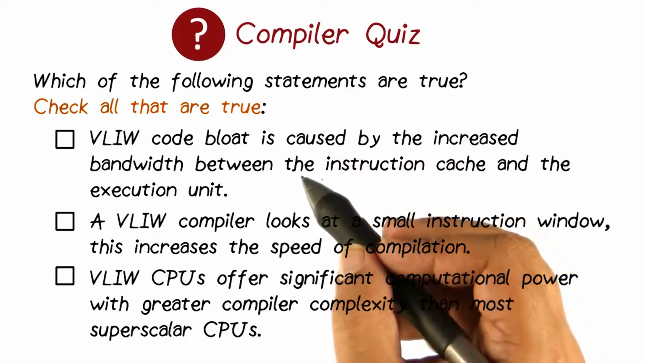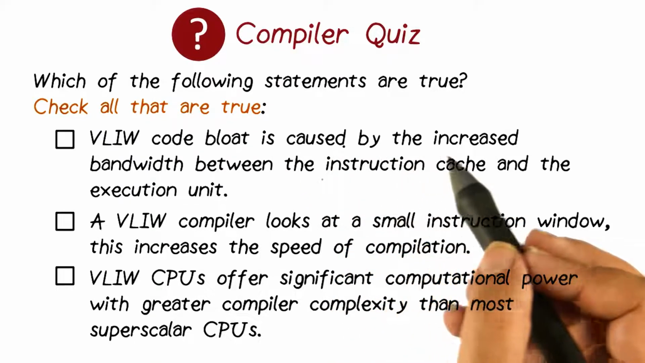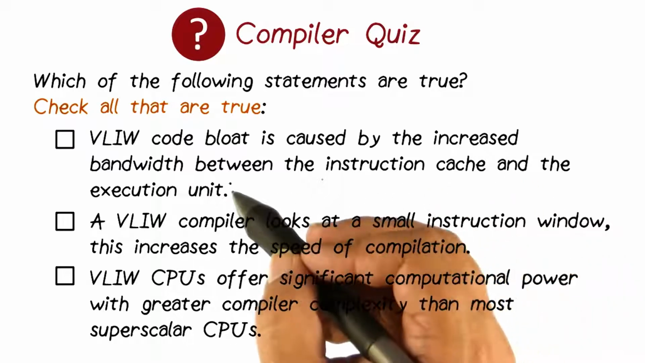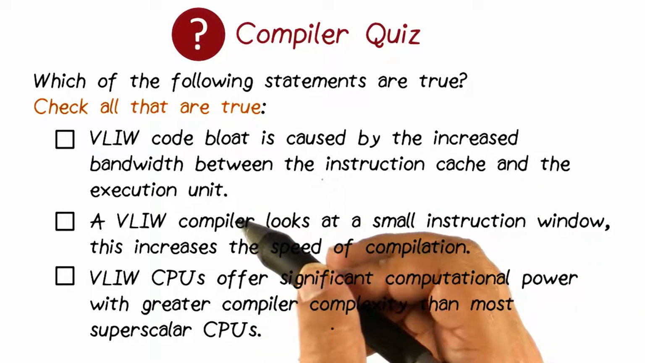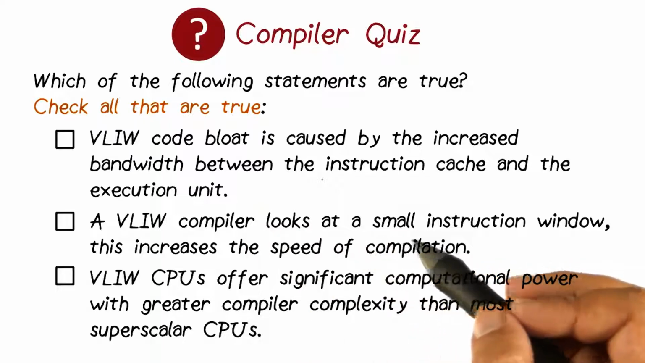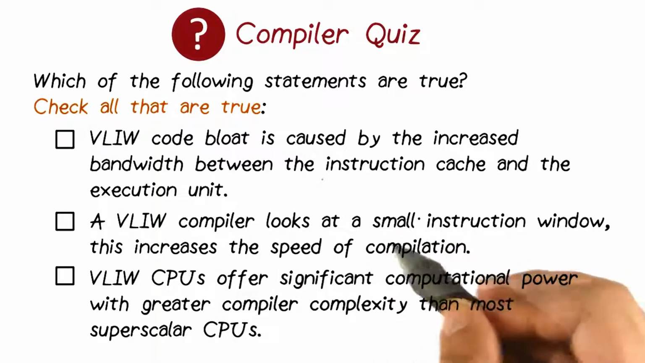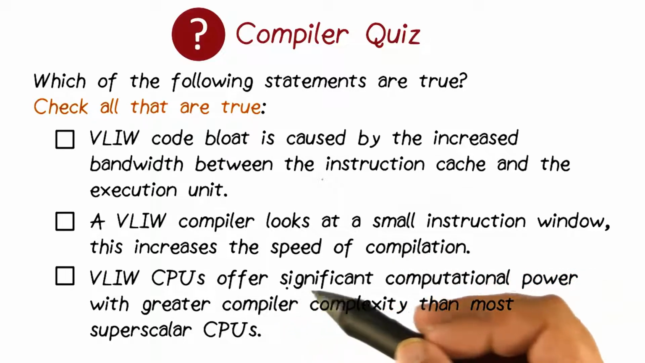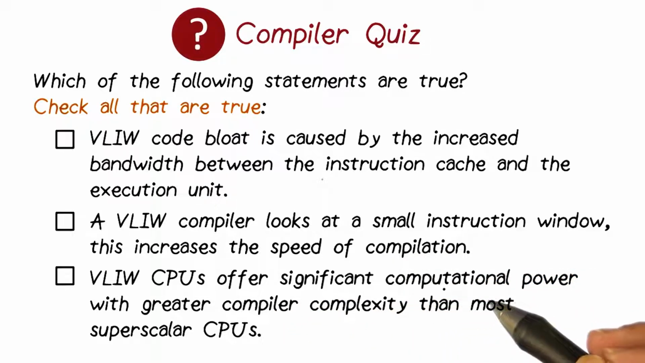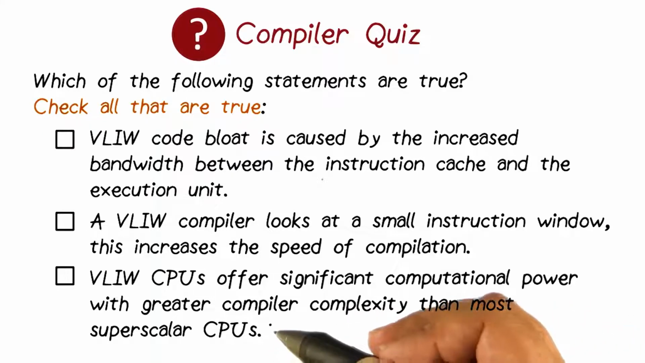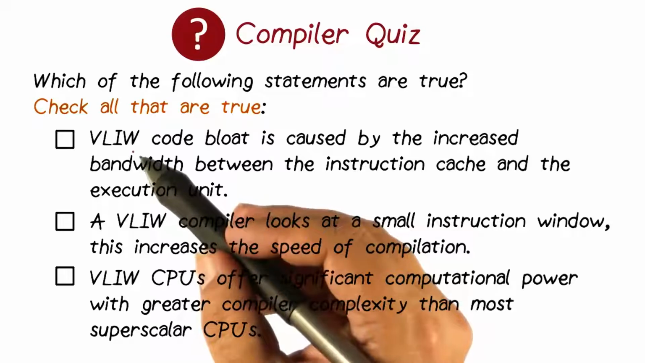The first statement is VLIW code bloat is caused by the increased bandwidth between the instruction cache and the execution unit. The second statement is a VLIW compiler looks at a small instruction window. This increases the speed of compilation. And the last statement is VLIW CPUs offer significant computational power with greater compiler complexity than most superscalar CPUs. So now let's check our answers.